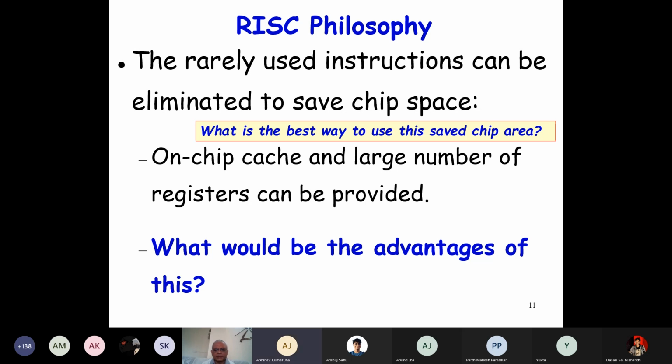We can recall the already done tasks. Avinav, what's your answer? Sir, we can recall the already done tasks. Not really. Anybody would like to answer?